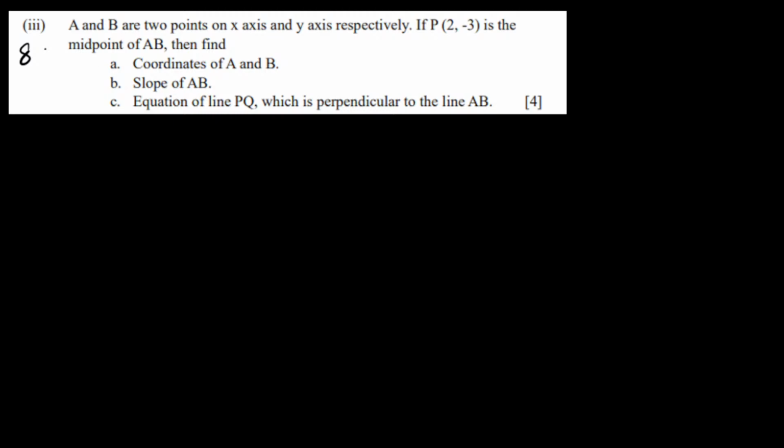A and B are 2 points on the x-axis and y-axis respectively. If the point is on the x-axis, A lies on the x-axis, so how will the coordinates of A look? They have mentioned A and B are 2 points on the x-axis and y-axis respectively. So A lies on the x-axis. How will A look if it lies on the x-axis?